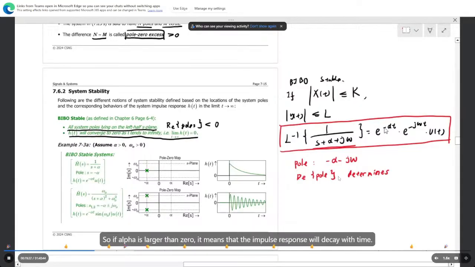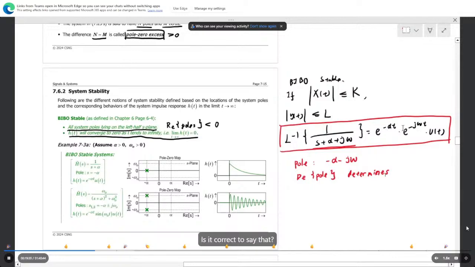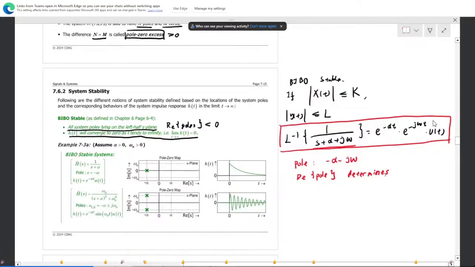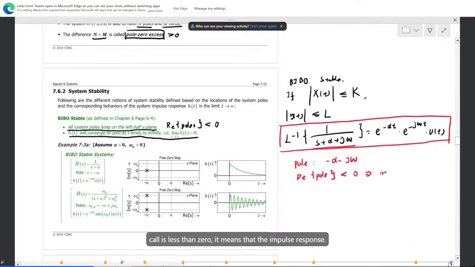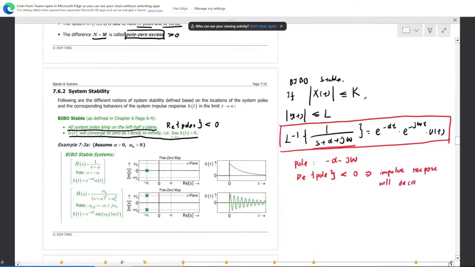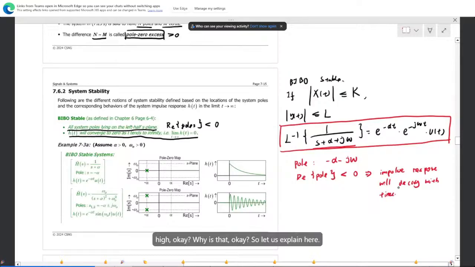If alpha is larger than 0, it means that the impulse response will decay with time. Is it correct to say that? So if the real part of the pole is less than 0, it means that the impulse response will decay with time. Why is that?